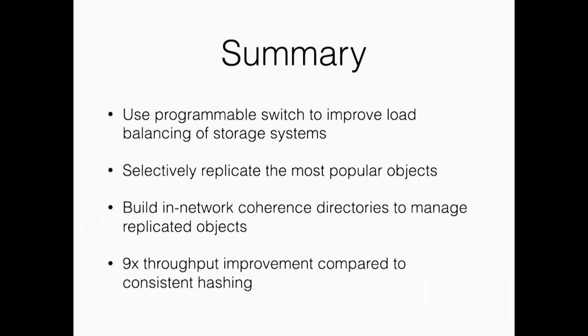So in conclusion, today I told you about how we use programmable switches in an innovative way to improve load balancing of distributed storage systems. The technique we use is to selectively replicate the most popular objects in the system, and we built an in-network coherence directory in these programmable switches to manage these replicated objects. Using this co-design approach, we are able to get more than 9x throughput improvement compared to the traditional consistent hashing approach. Thank you for your time. I'm happy to take questions.